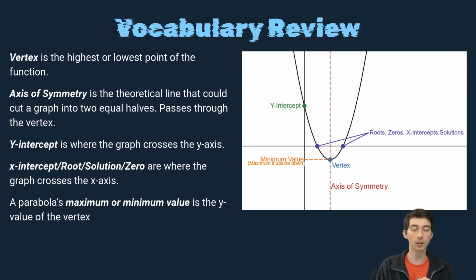So first, the vertex is always the highest or lowest point of our function. The axis of symmetry goes through that vertex point and cuts the graph into two halves. Our y-intercept is where we cross the y-axis. There's four words that we can use for where we cross the x-axis. Those are roots, zeros, x-intercepts, or solutions. Then we also have a maximum or minimum value, depending on whether the graph is opening up or opening down. And that's just the y value of our vertex. So axis of symmetry takes the x value, and the maximum or minimum would be the y value based on our vertex point.